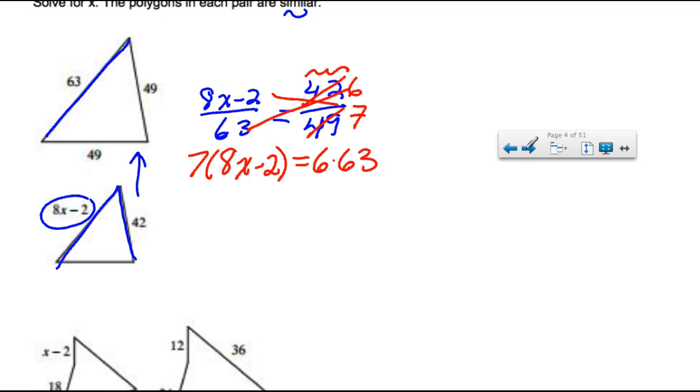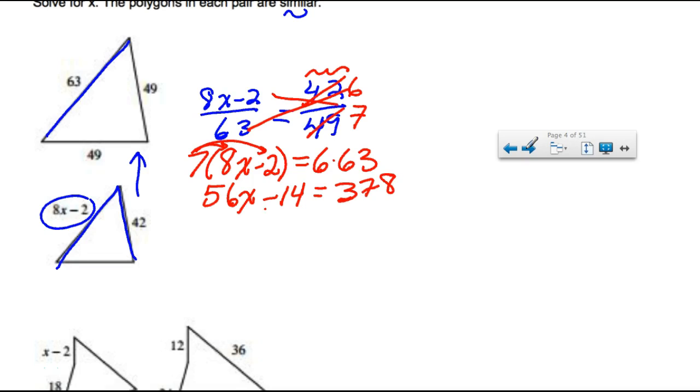And I have a couple options here. I could actually divide both sides by 7 right now and go a little quicker, but I think in algebra they drill into your head to distribute, so I'm going to be consistent with what you've been taught prior to this so that you don't get goofed up. So I've got 56x minus 14 has to equal 6 times 63. Which is 378.